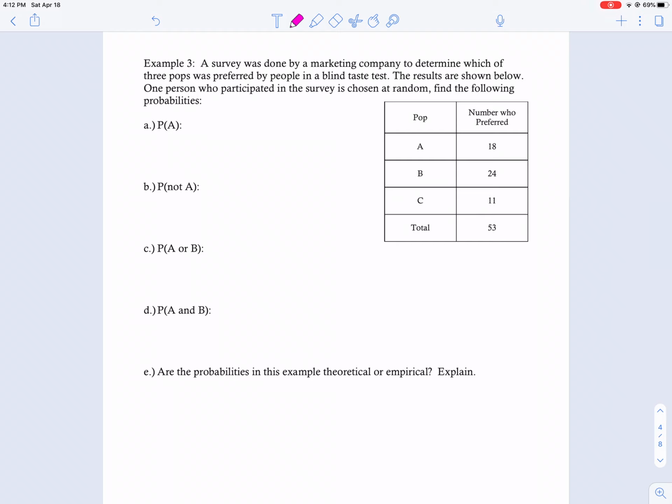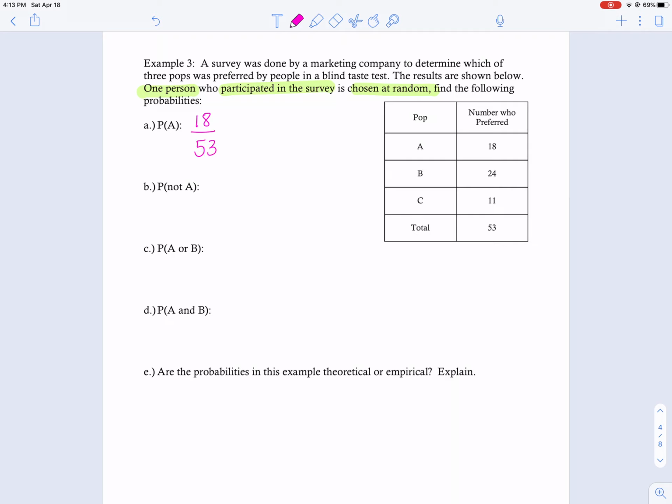And the next one, it says a survey is done by a marketing company, and they are determining which 3 pops were preferred by people in a blind taste test. So they give you all your information. Pop A, Pop B, Pop C, the number of people that preferred it, and the total. So what is the probability that you would choose one person at random and find the following. Okay, so that's important. It's one person who participated in the survey is chosen at random. What's the probability that they preferred A? That's easy, 18 out of 53.